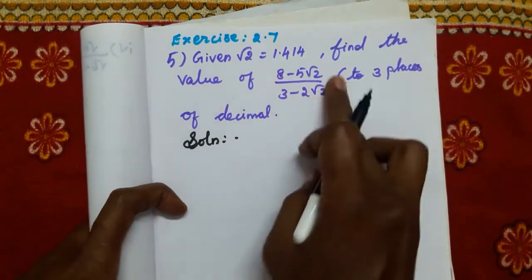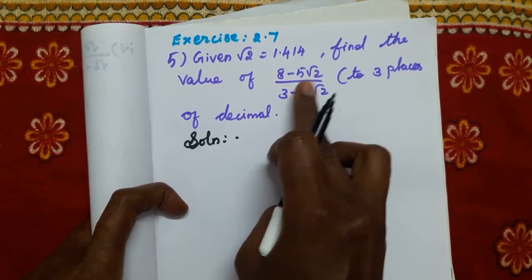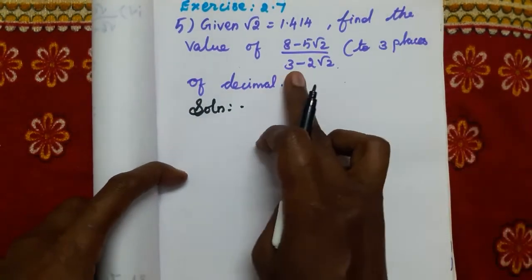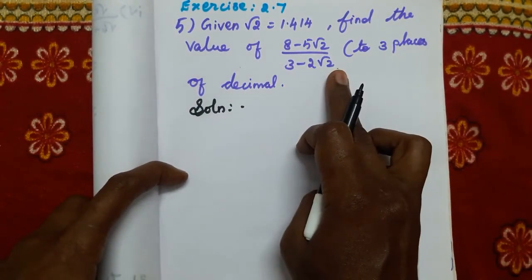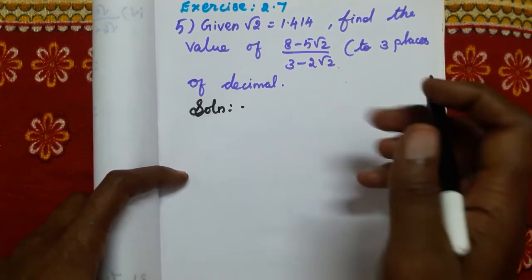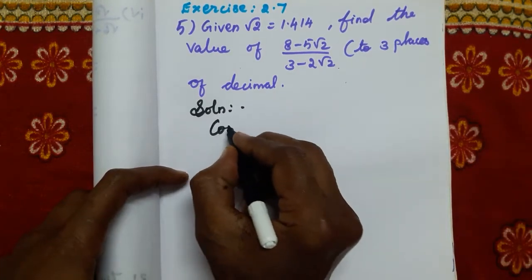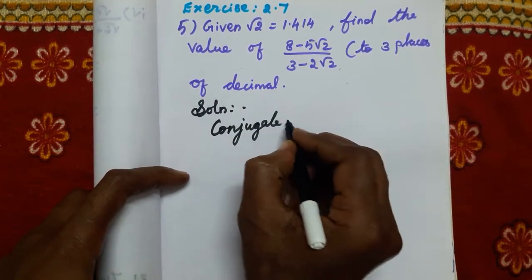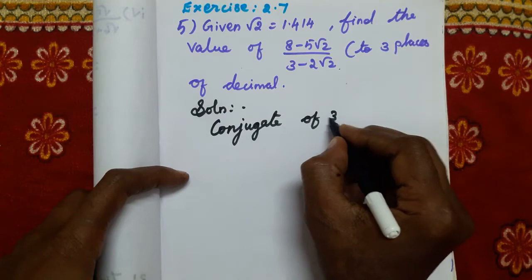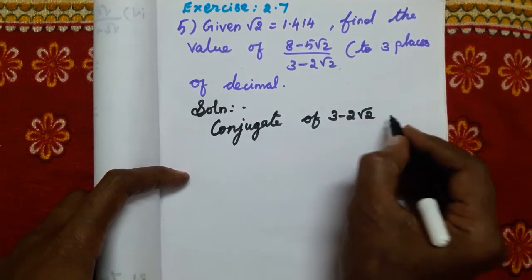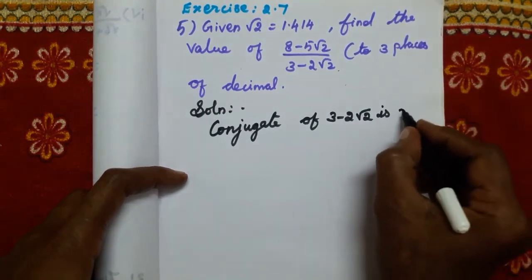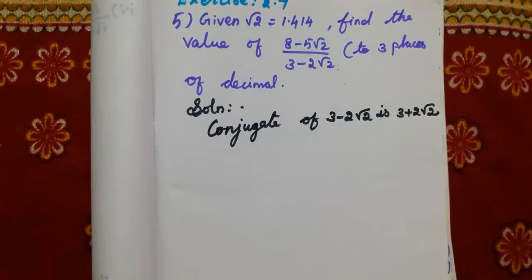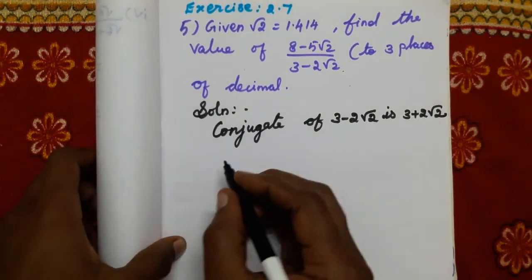First, we have to rationalize the denominator. What is the rationalizing factor of 3 minus 2 root 2? 3 plus 2 root 2. That is conjugate. Conjugate, another name, rationalizing factor. Conjugate of 3 minus 2 root 2 is, what's the conjugate? Yeah, 3 plus 2 root 2.